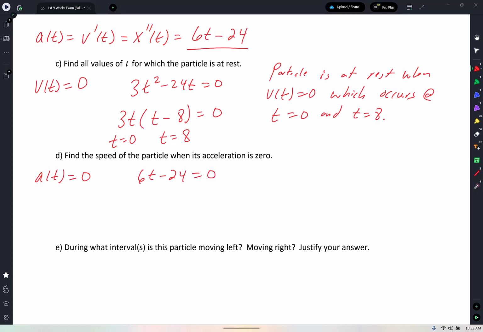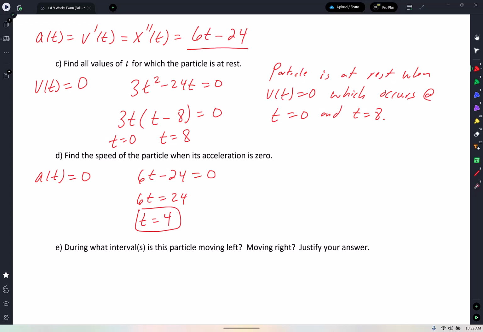Now it just becomes a game of algebra. 6t equals 24. Divide both sides by 6. T equals 4. What do I do with that 4 seconds? Plug it in where? Into the velocity. Good job. Now, can speed ever be negative? No. So what if you get a negative answer, you're going to take the absolute value.